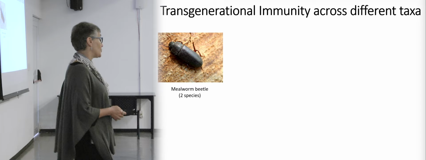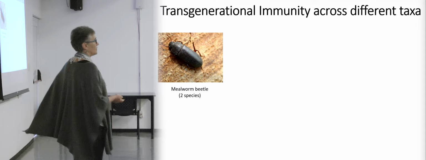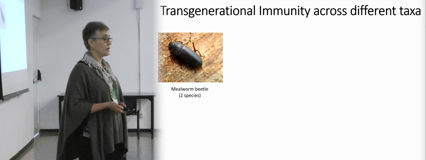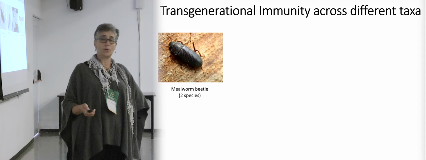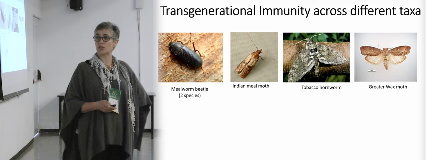Birds have examples of that, fish have examples of that, and clearly insects are also exhibiting this phenomenon of transgenerational immune priming. There are a few studies showing this; I'm showing you mealworms here, where two or three different species have been shown. Lots of different Lepidoptera have been shown to have some aspects of transgenerational immunity.